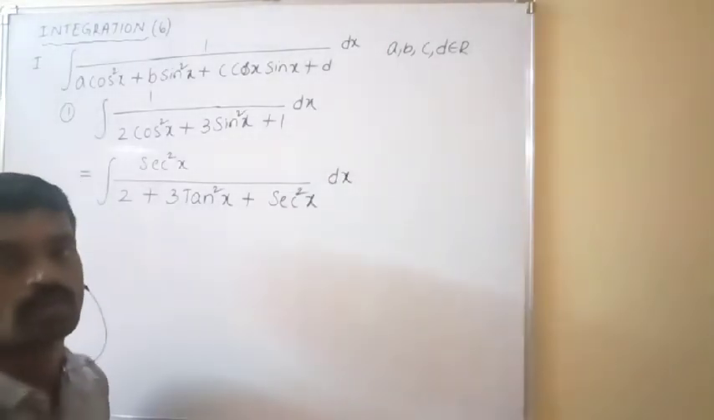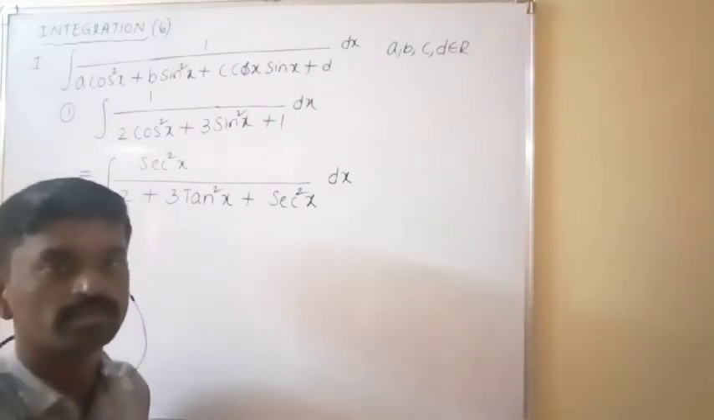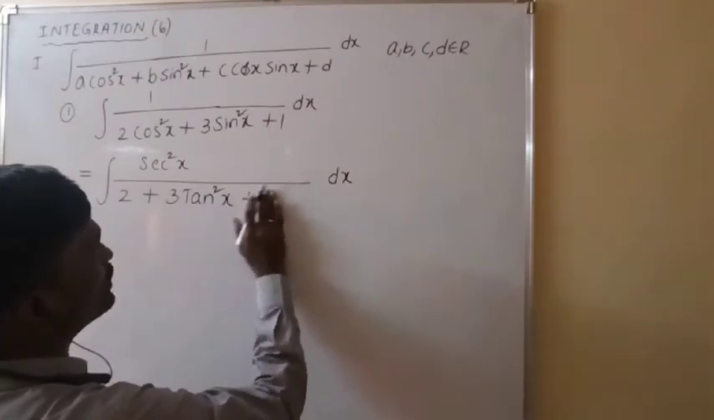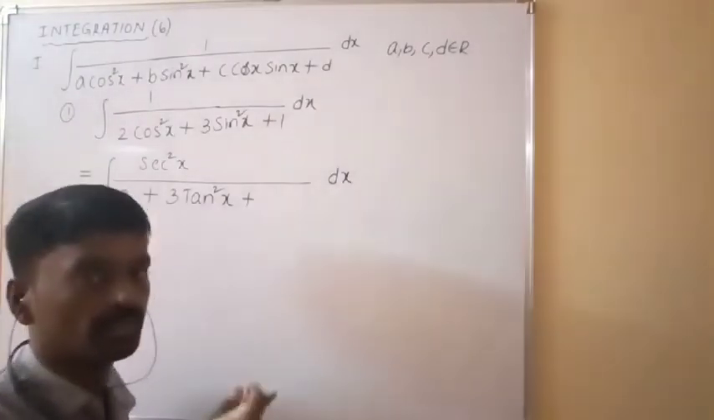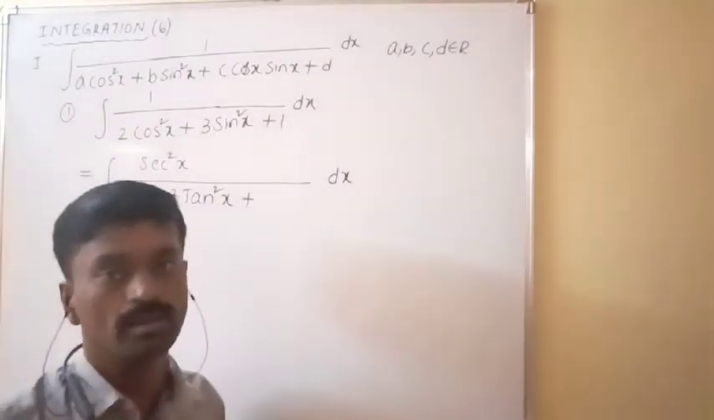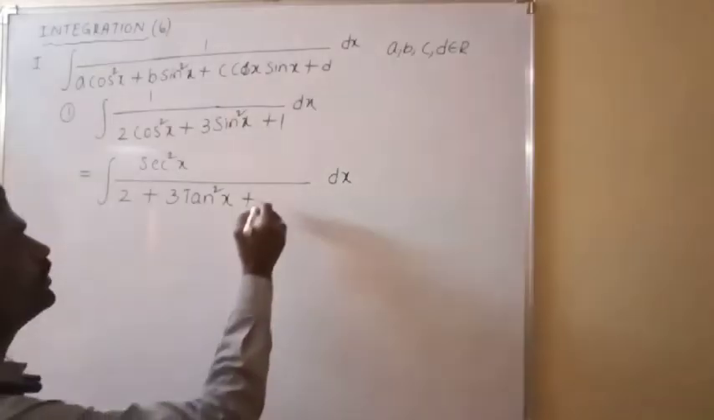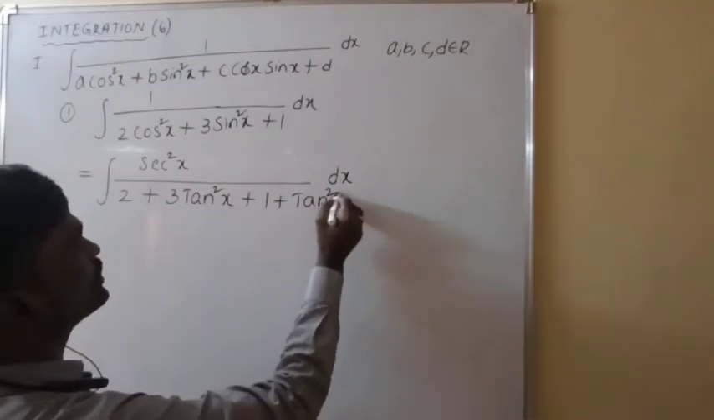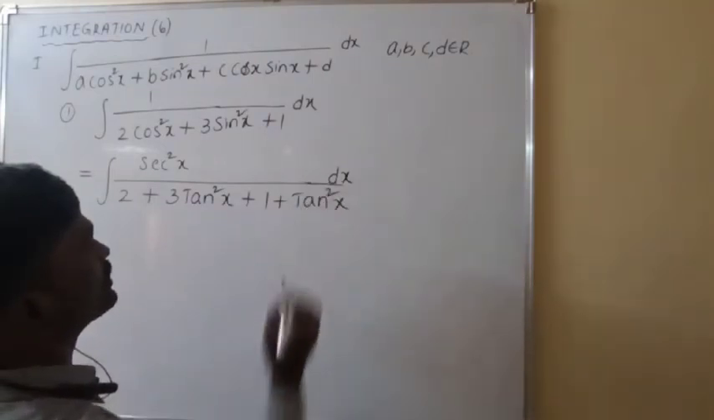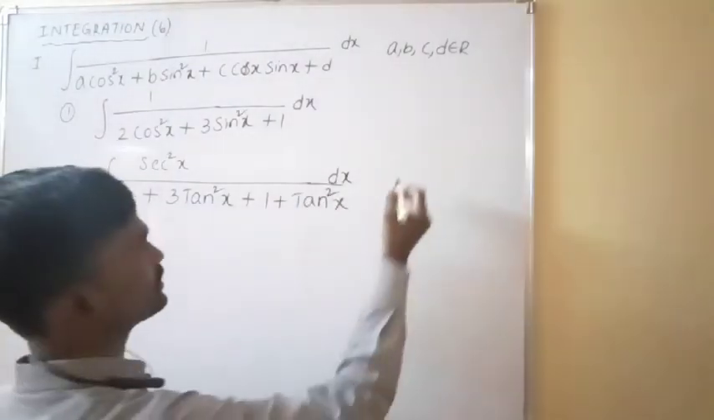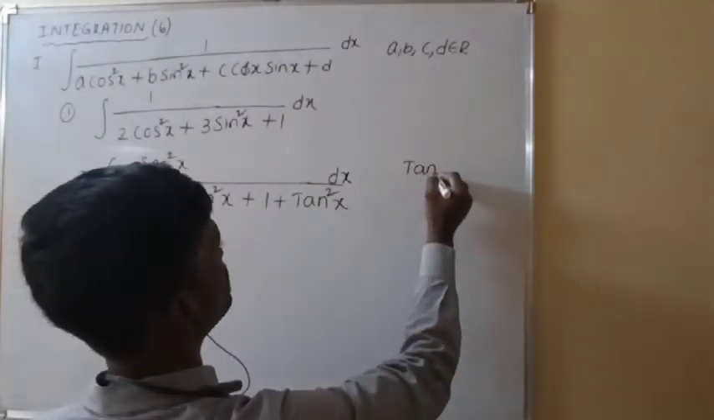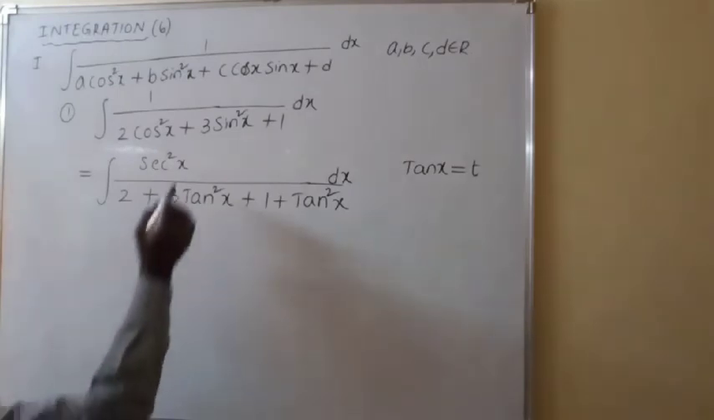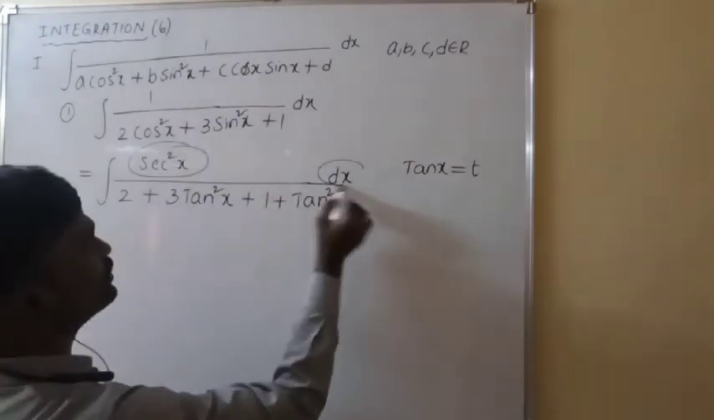Okay. So now what you have to put, tan x is equal to t, and before that we have to write the secant square x term, because the secant square x term appears in the denominator, so we have to convert it in terms of tan. So by writing 1 plus tan square x. Secant square x is 1 plus tan square x. Now you put tan x is equal to t. If you put tan x is equal to t, then secant square x into dx becomes what?